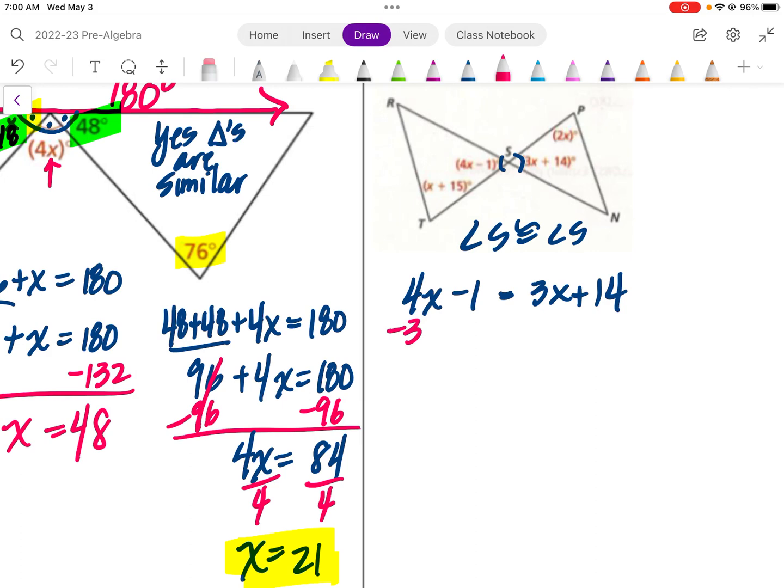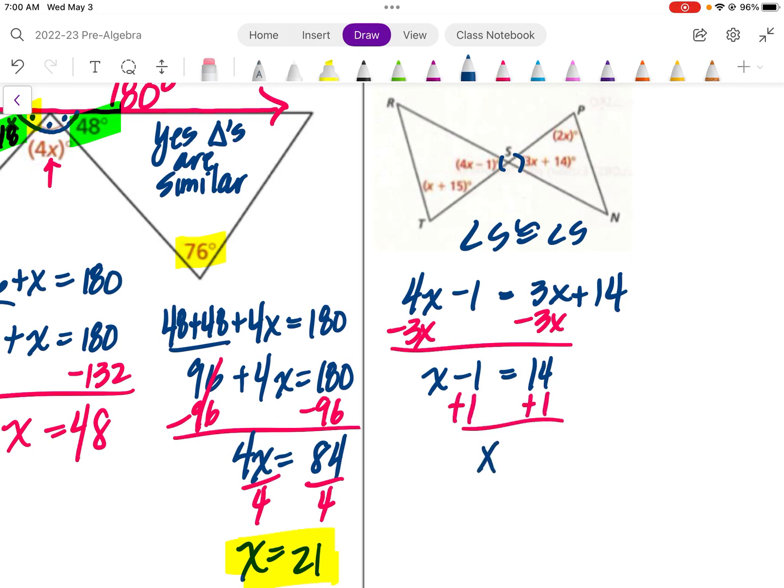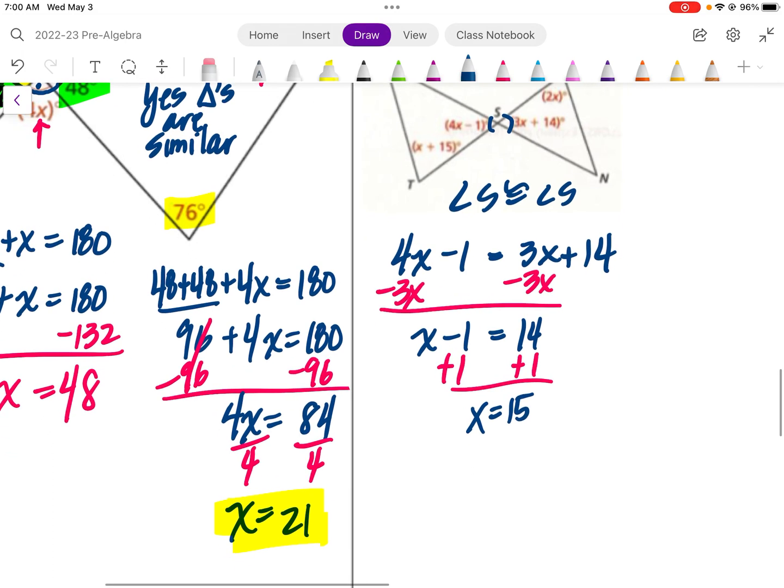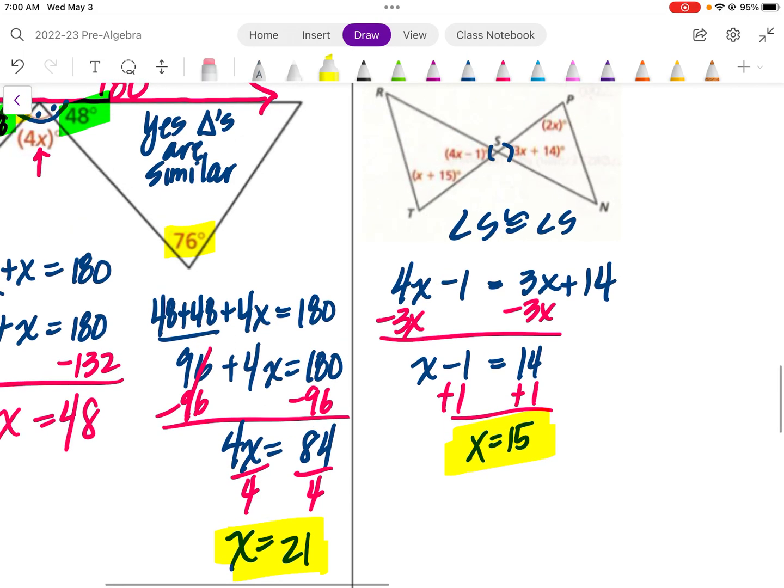I'm going to start by subtracting 3x. This is an equation with variables on both sides. So I need to combine all of my x's on one side and all of my constants on the other. Next step is to add 1, and so I can see that x is equal to 15. So if x is equal to 15, I'm going to use this value of x to substitute that back in and find the measure of those angles to see if they're congruent.